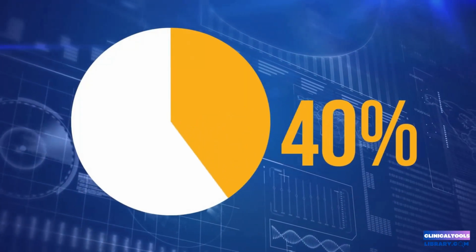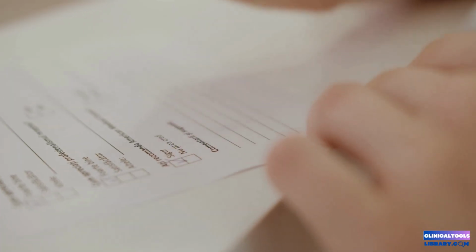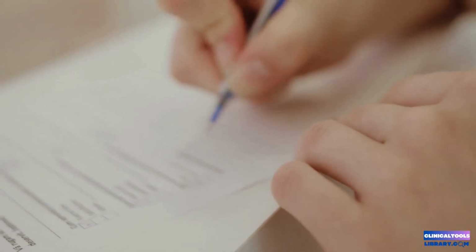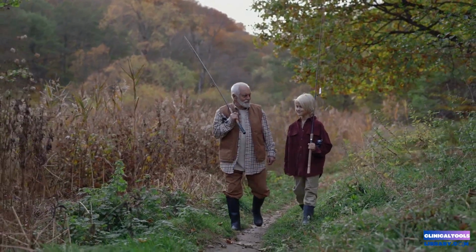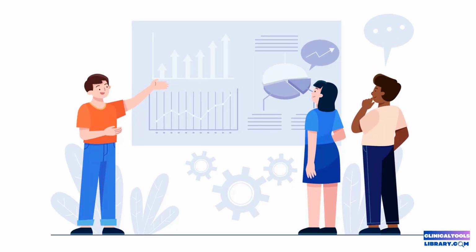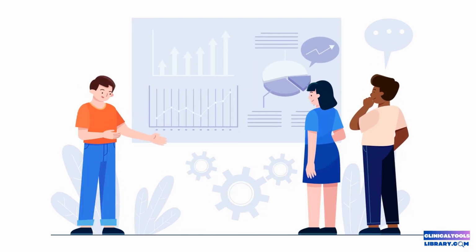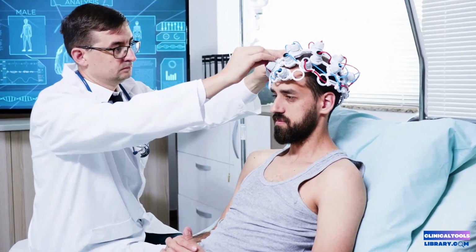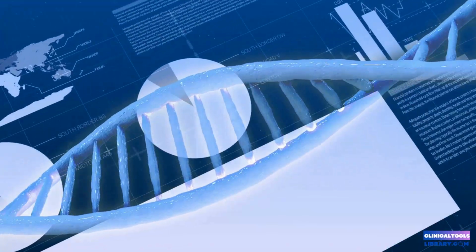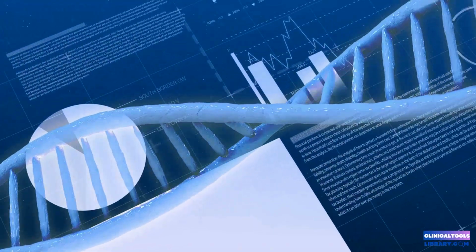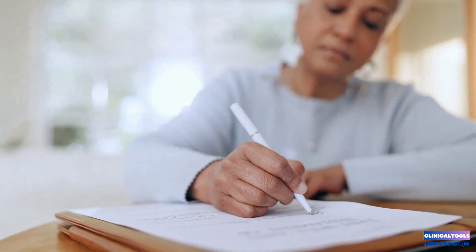Specificity measures true negatives, so if 100 individuals do not have dementia, the test would accurately exclude 80 to 90 of these individuals. In clinical practice, a high sensitivity reduces the chance of missing a diagnosis, while high specificity minimizes false positives, guiding appropriate patient management.